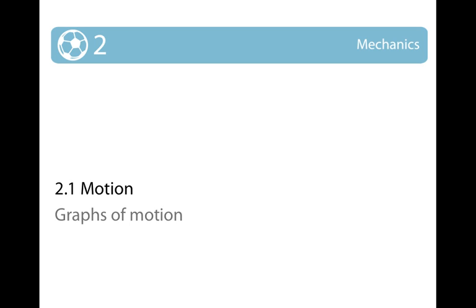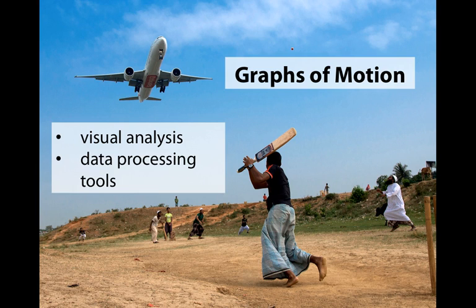Okay, we're going to look now at the graphs of motion. In other words, graphs that you draw that depict how an object is moving. First question to be asked is why? What do graphs of motion do for us?